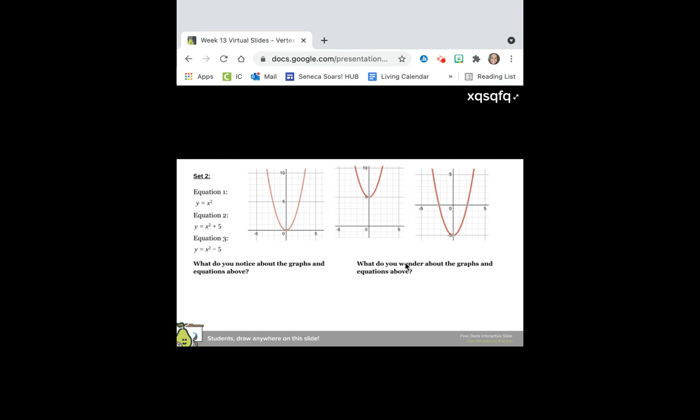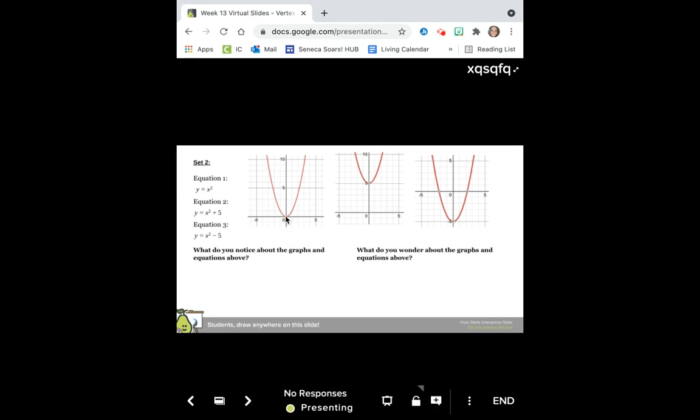All right, so if we look at these graphs, notice that the first parabola sits at 0, 0. The second parabola has shifted up 5 units. And the last parabola's vertex was shifted down 5 units. So look at the equation and how might that connect to those shifts on those second two parabolas?